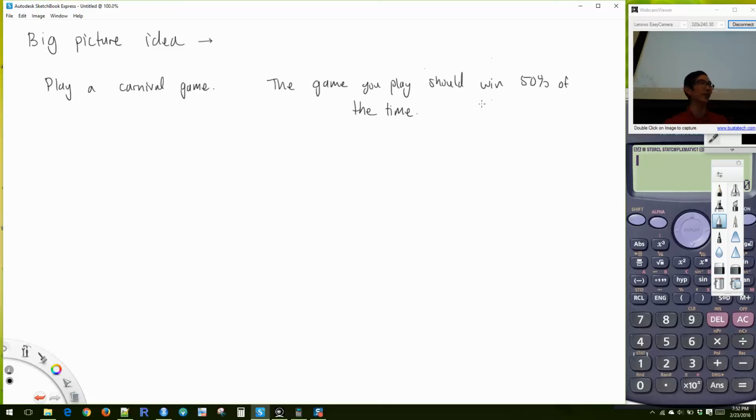They've claimed that the game should win 50% of the time. Maybe you spin a wheel and half of the spaces are winners and half are losers, or something like that. Let's say you decide to play the game 10 times.